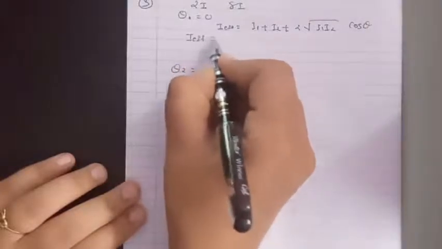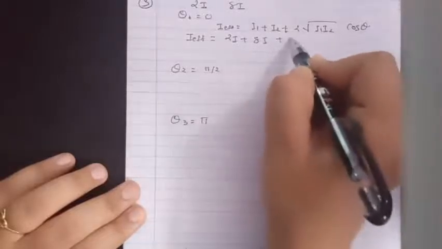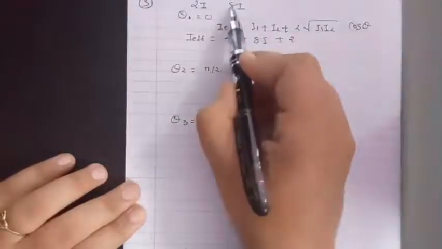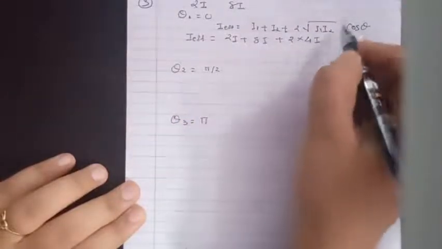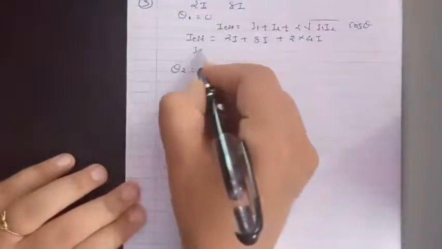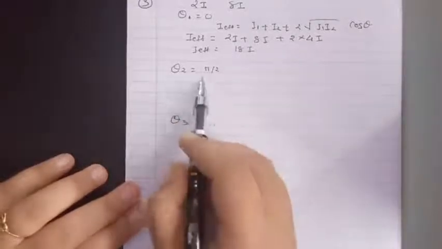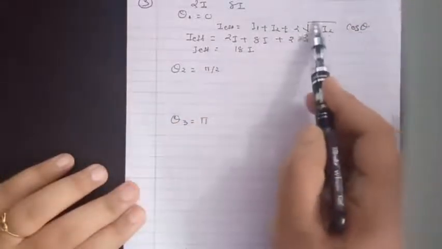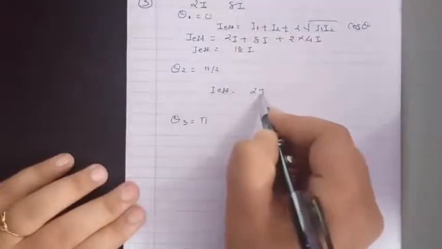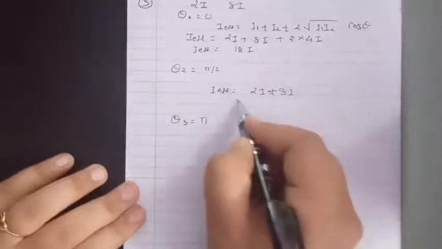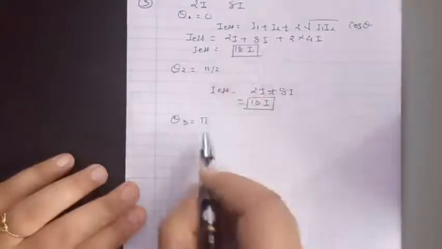So I effective will be 2I plus 8I plus 2 root of 2 times 8, 2 eights are 16, square root of 16 will be 4, so that will be 4I into cos 0, which will be 1. So this will give us I effective equal to 18I. Now putting theta equal to 90 degrees, this term will be 0, so I effective will be simply 2I plus 8I, that is equal to 10I.